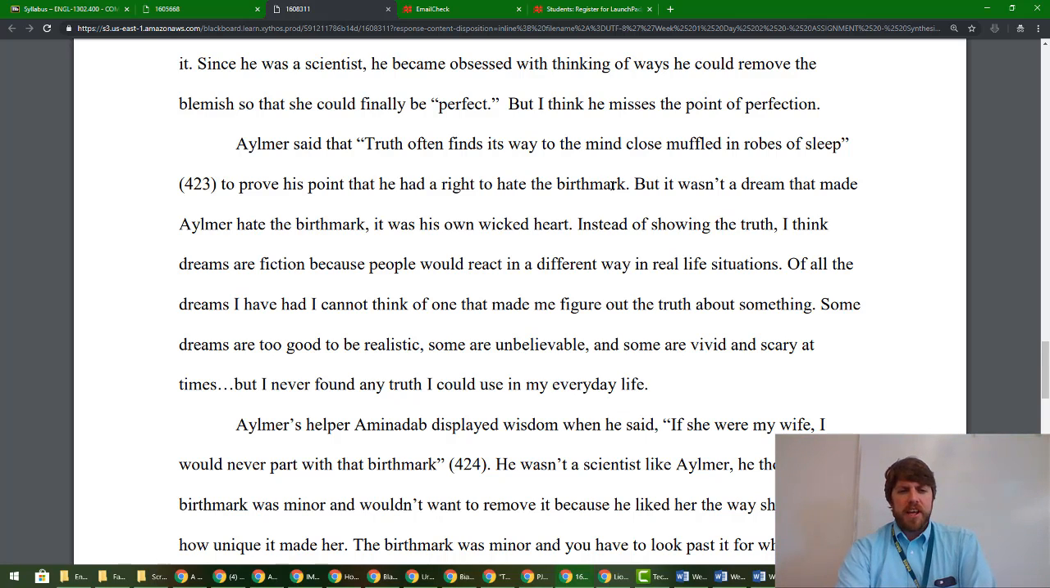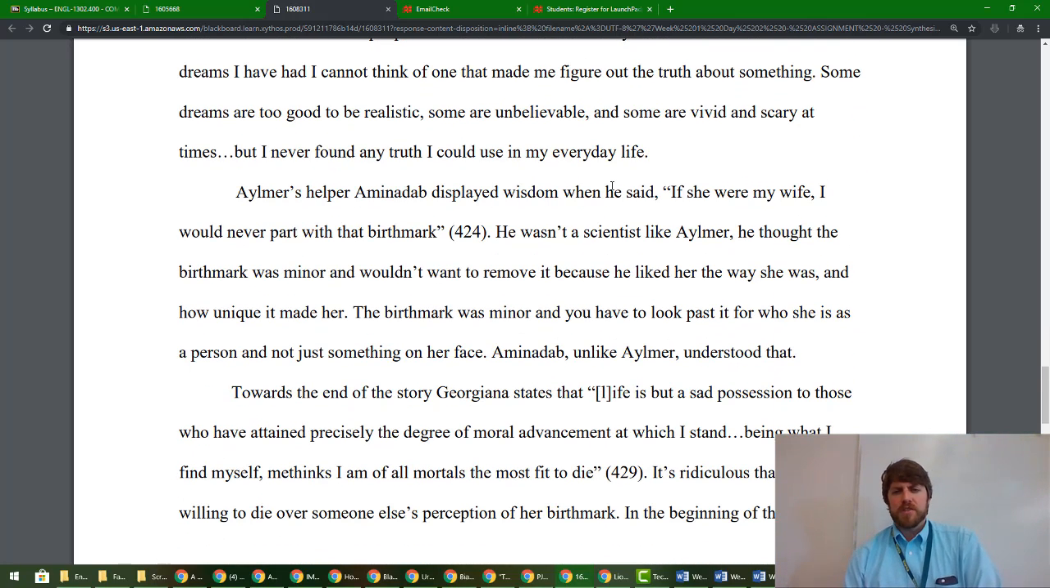He says, "Aylmer's helper Aminadab displayed wisdom when he said, if she were my wife, I would never part with that birthmark. He wasn't a scientist like Aylmer. He thought the birthmark was minor and wouldn't want to remove it because he liked her the way she was and how unique it made her. Birthmark was minor, and you have to look past it for who she is as a person and not just something on her face. Aminadab, unlike Aylmer, understood that." Again, he's expressing an opinion here.